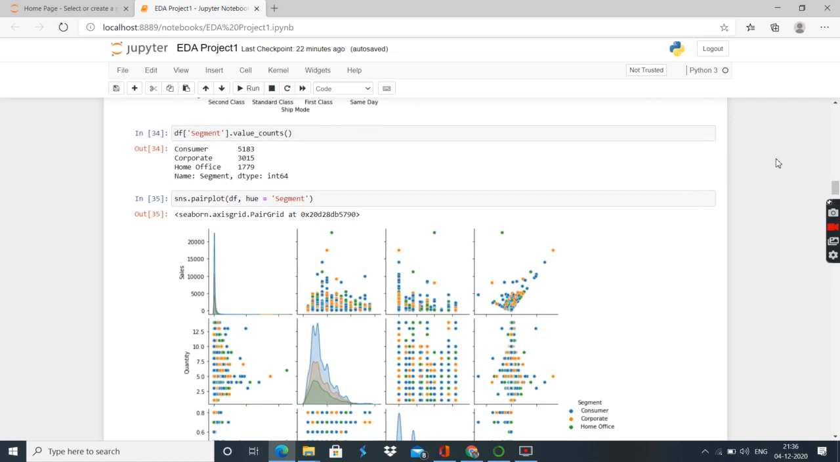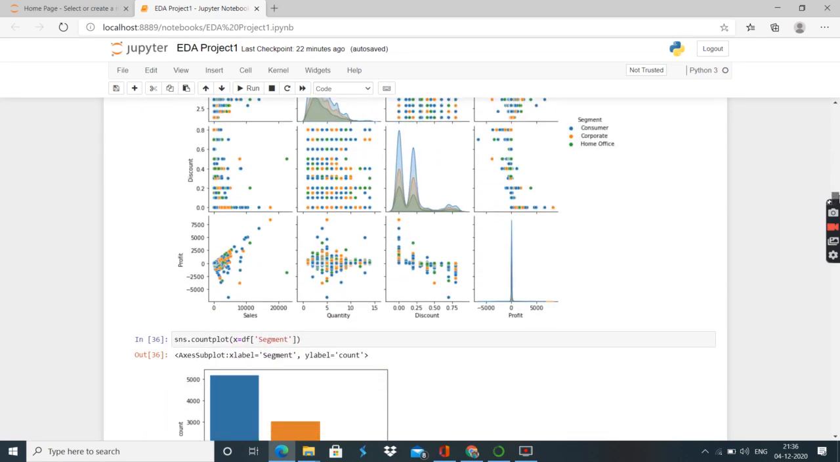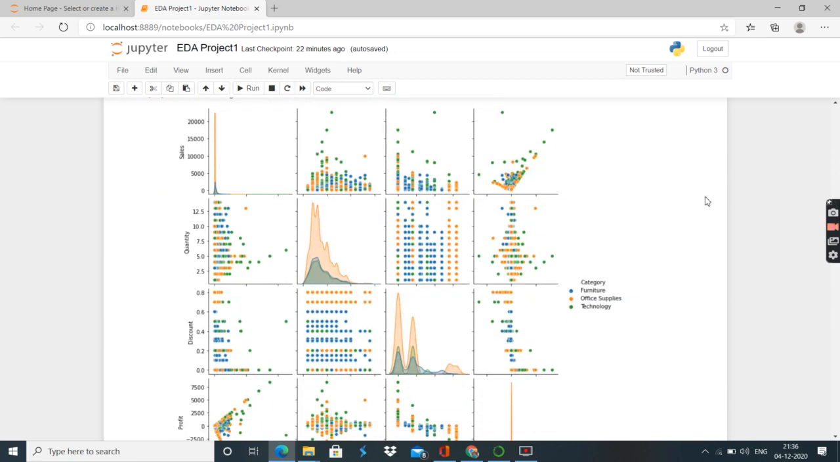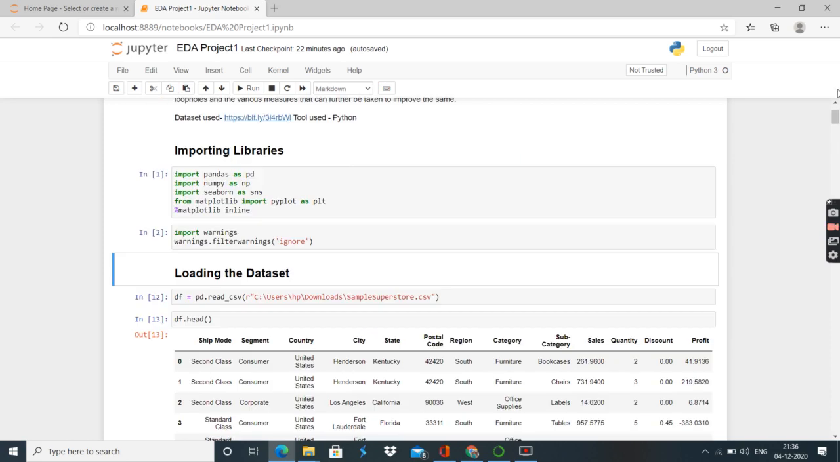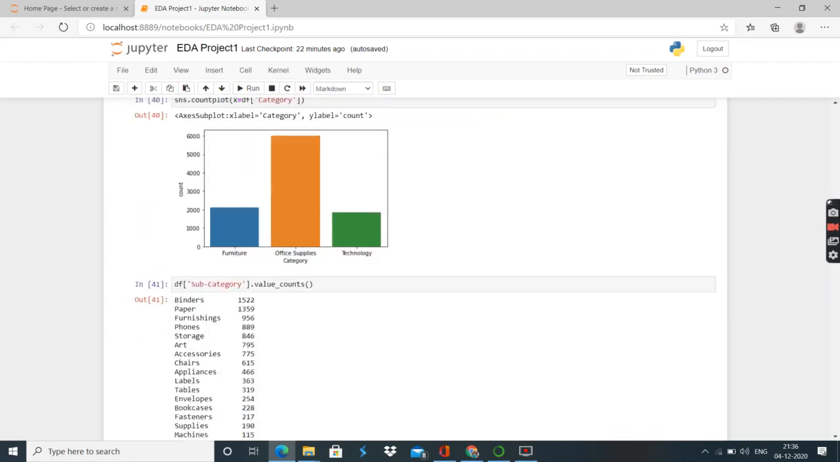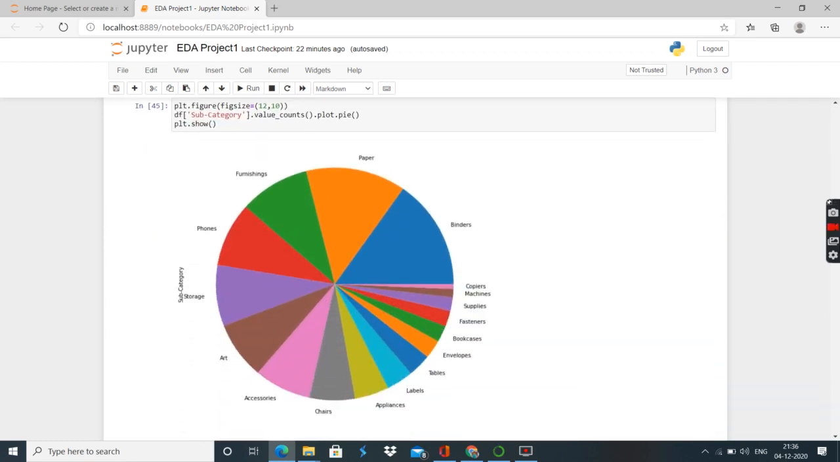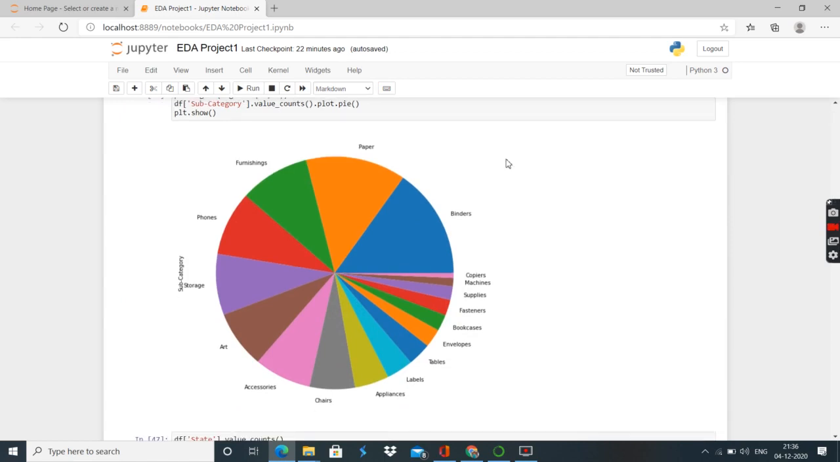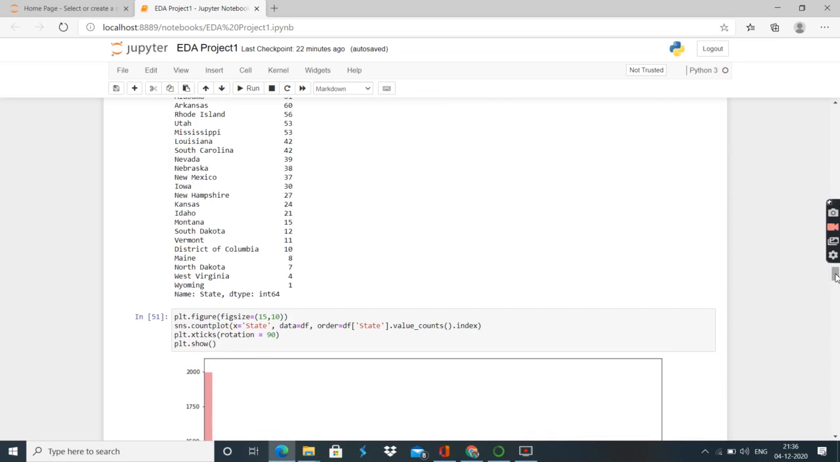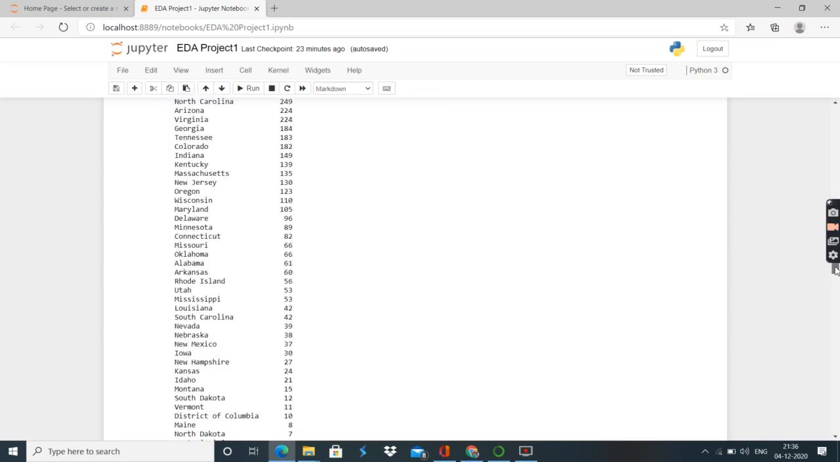I have done the same thing for segment and other parameters, the count plot and the pair plot. For category, as you can see, we have three categories of items which the store delivers. And the category includes furniture, office supplies, technologies, etc. Here, I have used a pie chart to depict how much supplies are there in each category. Pie chart works quite fine to give you that idea.